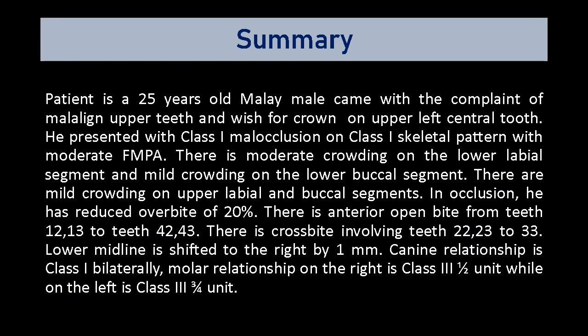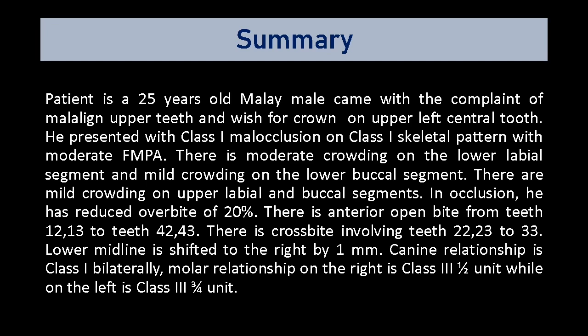So we've come to the summary of this case. Patient is a 25 years old Malay male, came with a complaint of malaligned upper teeth and wish for crown on upper left central tooth. He presented with class 1 malocclusion and class 1 skeletal pattern with moderate FMPA. There is moderate crowding on the lower labial segment and mild crowding on the lower buccal segment. There is mild crowding on upper labial and buccal segments.